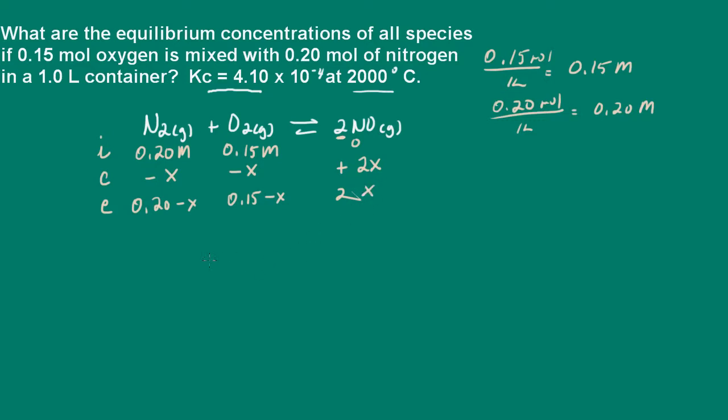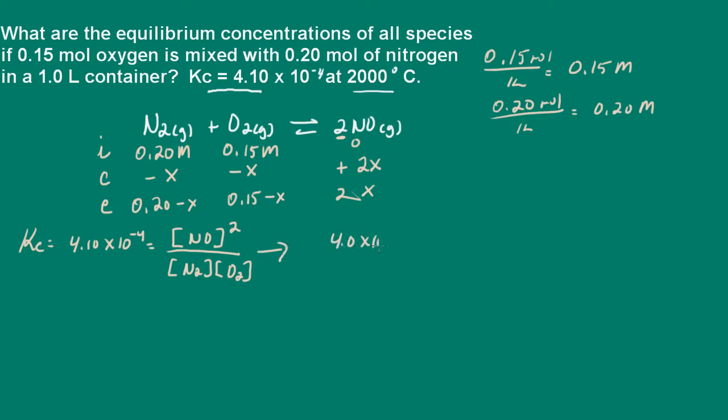So now we can go ahead and write our equilibrium constant expression. And we have Kc, which is equal to 4.1 times 10 to the negative 4. And we'll set that equal to our nitrogen monoxide concentration. That's squared. Remember, the coefficient becomes the exponent, and of course times the reactant concentrations at equilibrium.